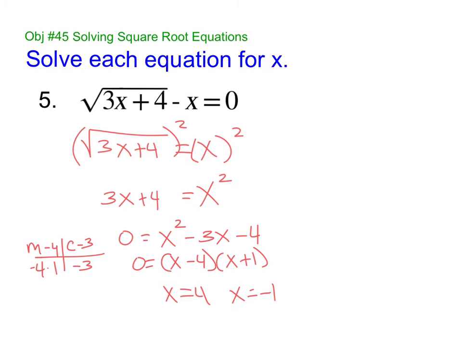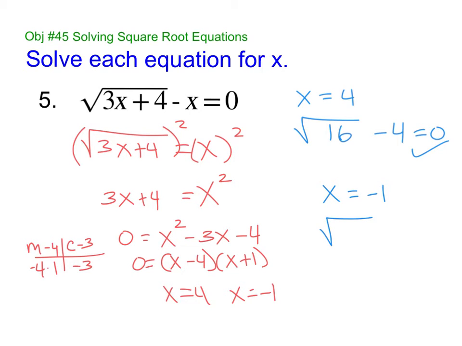Now we have to plug in to check. Sometimes one of these doesn't work. Sometimes they both work, so you do have to plug in to check. So I'm going to start with the 4. That's the square root of 12, 16 minus 4 equals 0. Okay, that does work. And then when I plug in negative 1, let's see.